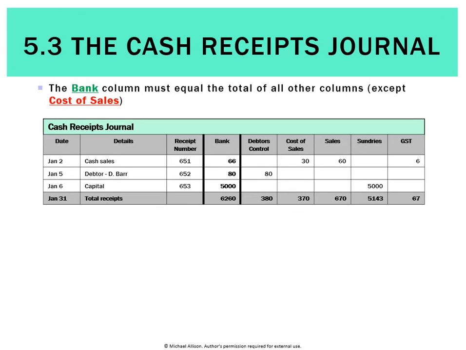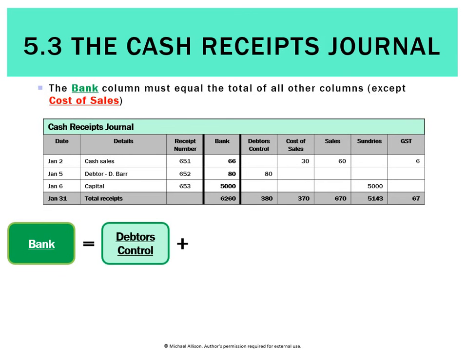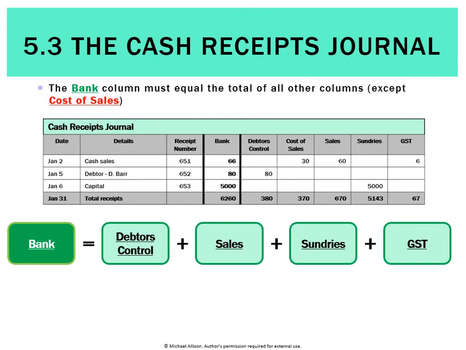We've got a little checking mechanism. Basically the bank column, which in this case is 6260, should equal the total of all the other columns except for cost of sales. So in this case I've got bank on the January the 2nd of 66, that equals the debtors column, which has got nothing in it, sales of 60, sundries of nothing, and GST of 6. The transaction on January the 5th, the bank column has to equal the other 4. January the 6th, the same, but most importantly the totals.